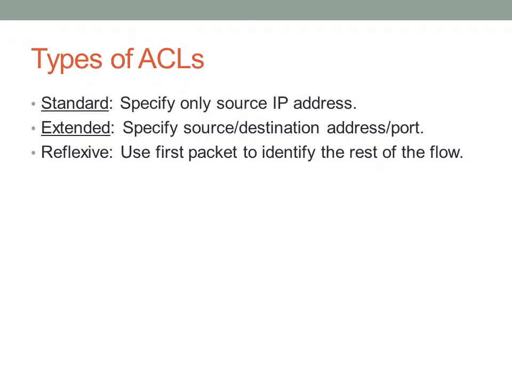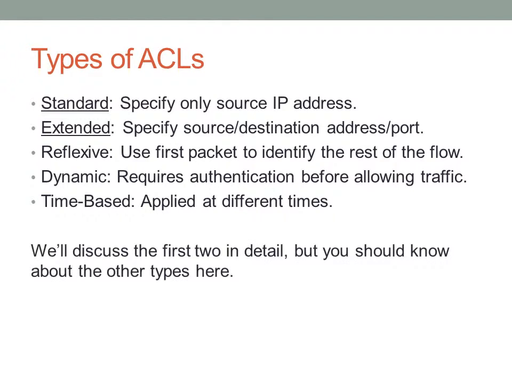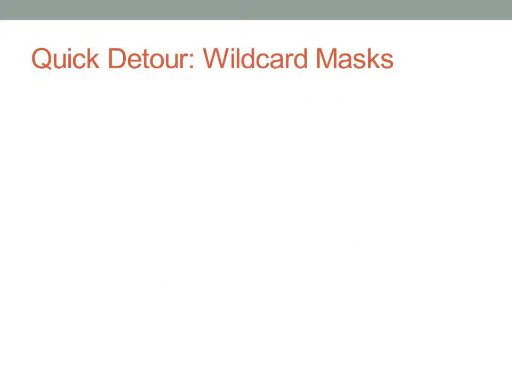There are also reflexive access lists, which are used to identify a first packet and then allow the rest of the flow. This is really nice for servers, for example. When somebody initiates a connection to the server, you want to make sure that you're not just allowing everybody to connect to the server at the same time, but that you're only allowing that host to connect and not allowing anybody else. There are also dynamic access lists, which actually require you to log in before the access lists take effect. There are also time-based access lists, which apply at different times of the day. We're only going to discuss the first two, but you should know about the other types.